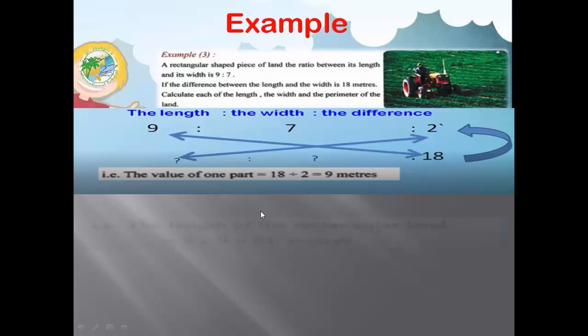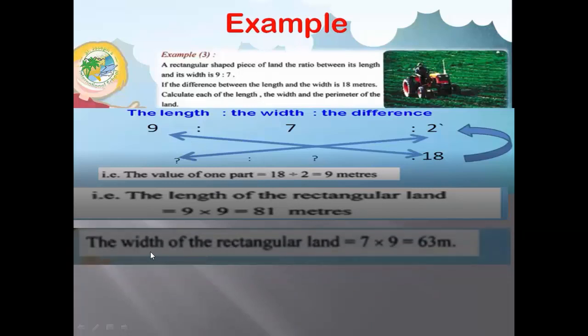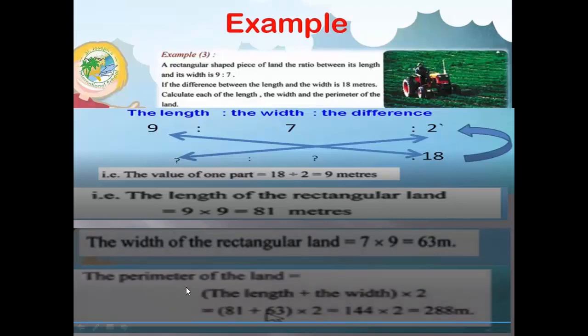The length of the rectangular land is 9 times 9 equals 81 meters. The width of the rectangular land is 7 times 9 equals 63 meters. Then, does everyone know the perimeter of the land? The land is a rectangular shape, so the perimeter is the length plus the width times 2. Then 81 plus 63 times 2. 81 plus 63 is 144, times 2 equals 288 meters.